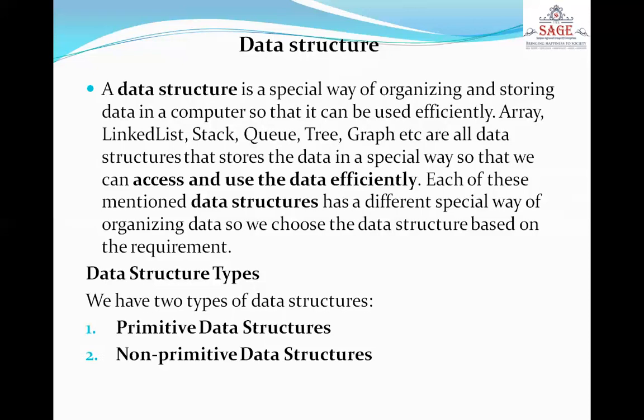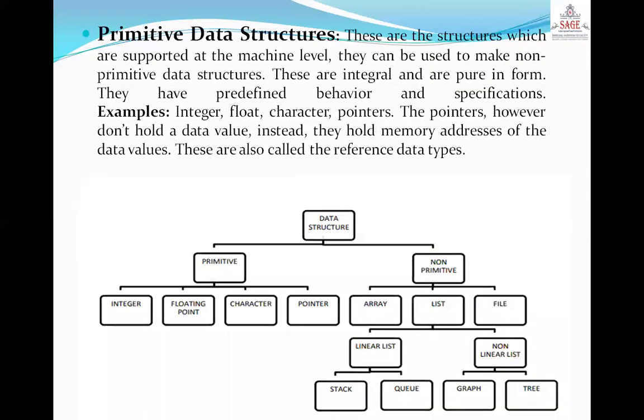There are two types of data structure, primitive data structure and non-primitive data structure, which are supported at machine level. Primitive ones can be used to make non-primitive data structures. These are integral and pure in form. They have predefined behavior and specification. Examples are integer, float, character, pointer. The pointer, however, doesn't hold a data value. Instead, it holds the memory address of the data value. These are also called reference data types.